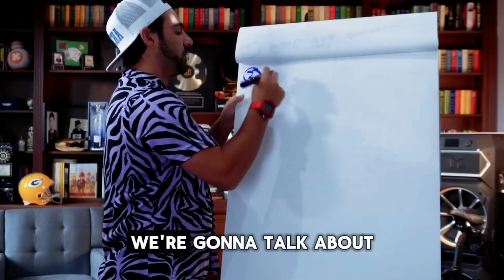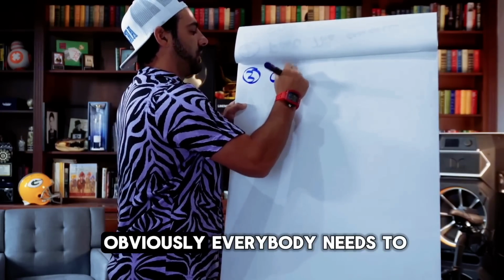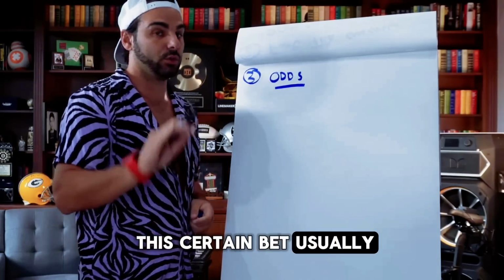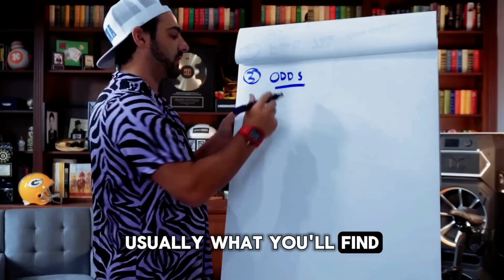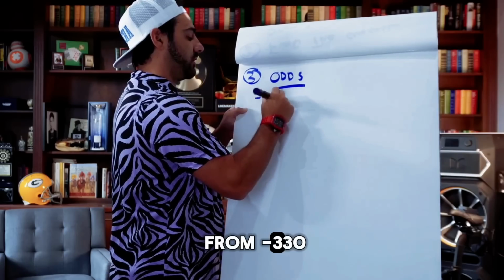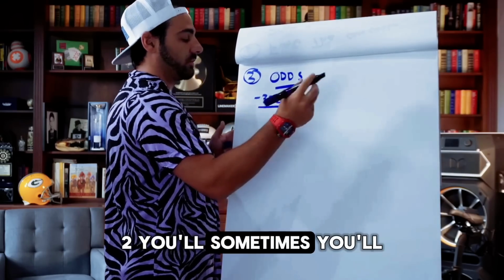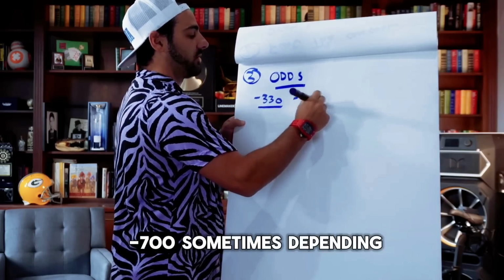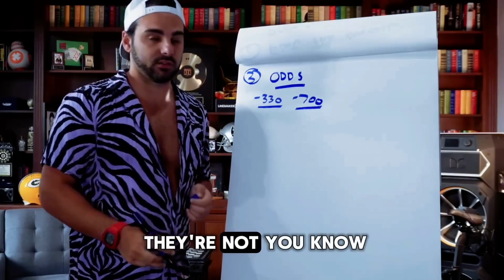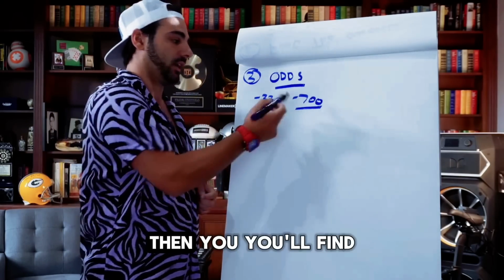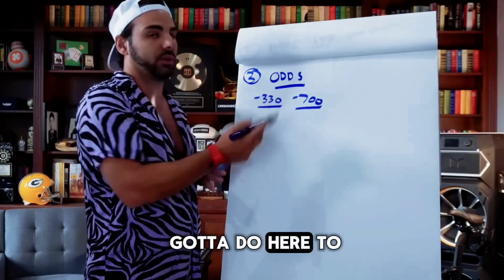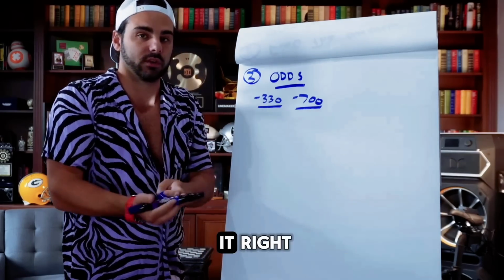So step 3, we're going to talk about the odds, because this is something obviously everybody needs to pay attention to. So the odds on this certain bet, usually what you'll find is, I'd say anywhere from minus 330 to, I swear, you'll find minus 700 sometimes, depending on the batter. If they bat lower in the lineup and they're not a good average whatsoever, then you'll find like a minus 700 or whatnot. So what do we got to do here to make this obviously worth it, right?